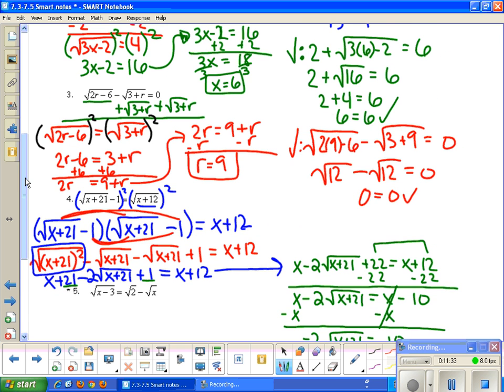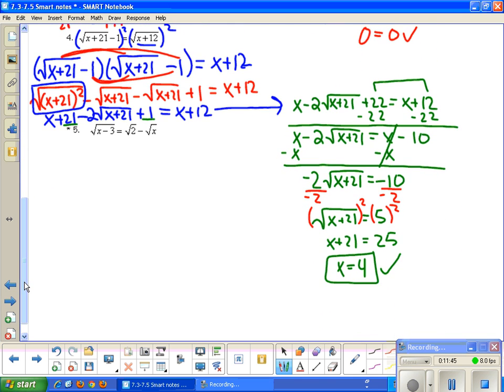So for this one, it was a little bit trickier because that -1, we had to multiply it out. So we isolated one radical, FOILed it out, and then we had another radical we had to isolate, which we did, and then solve. So we're going to do number 5 in class, but if you want, you can try to do that on your own and see if you get it.